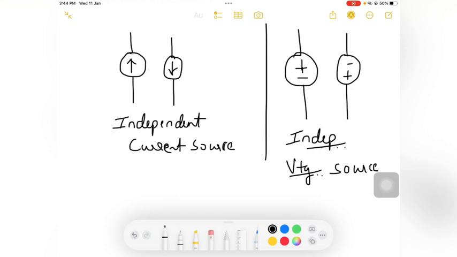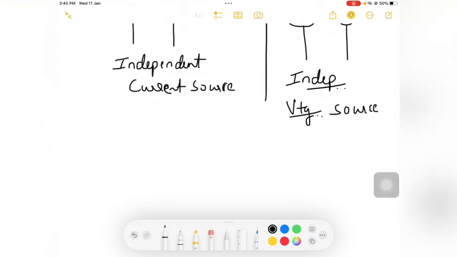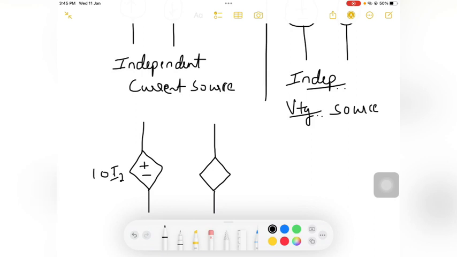So whenever we have a dependent source, there are four types of dependent source. It could be a voltage source that is current controlled. If it is 10 into I2, it is a current controlled voltage source. This voltage source is controlled by the current. If I am giving the value 10 here, this voltage source value is 10 times the current.